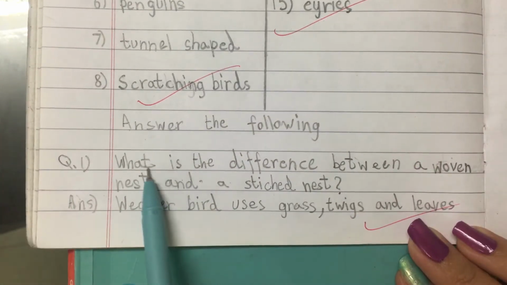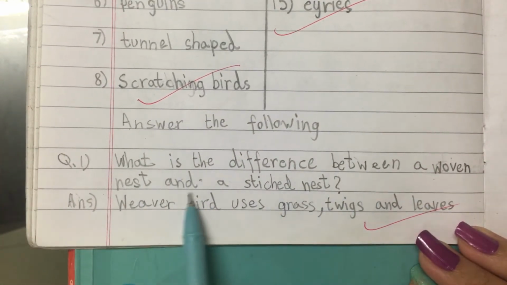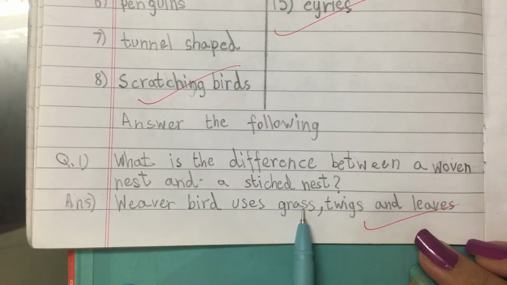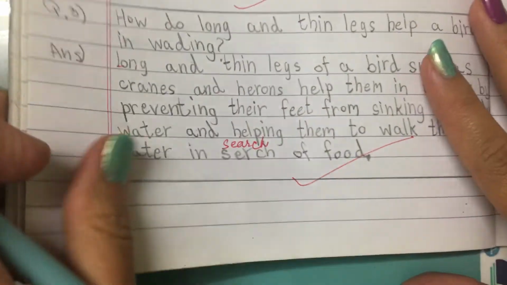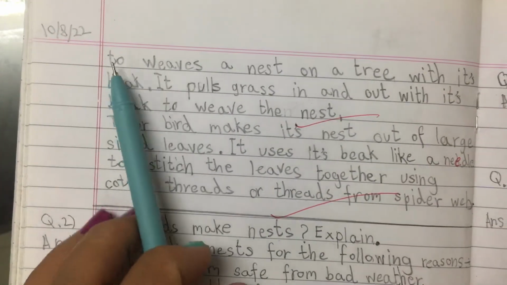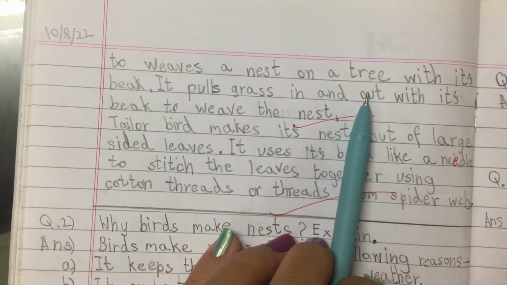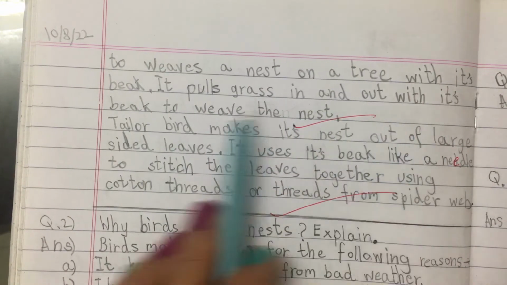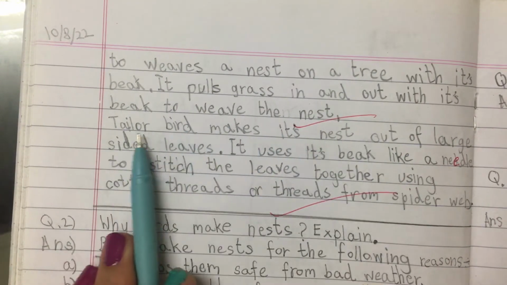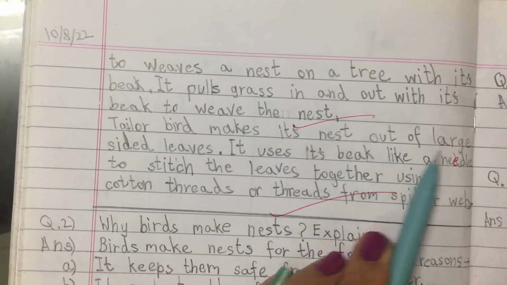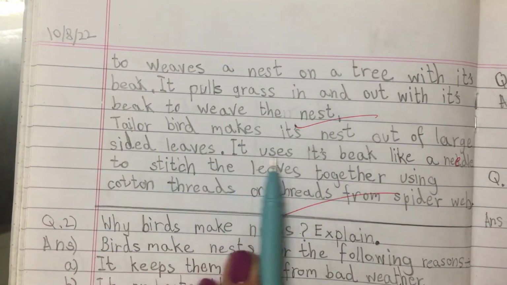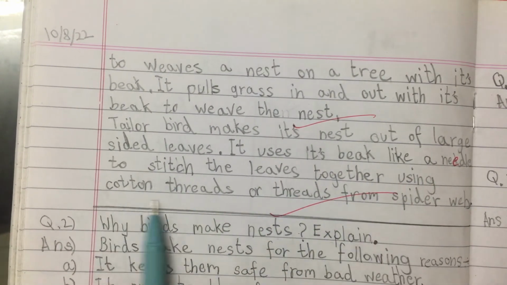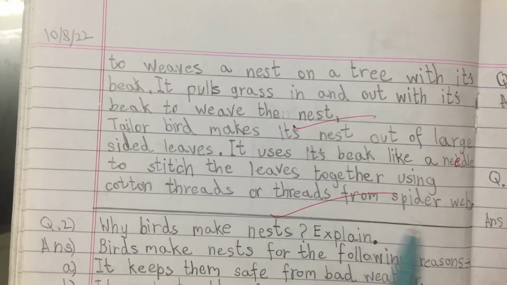Question number 1. What is the difference between a woven nest and a stitched nest? Answer. A weaver bird uses grass, twigs and leaves to weave a nest on a tree with its beak. It pulls grass in and out with its beak to weave the nest. A tailor bird makes its nest out of large-sized leaves. It uses its beak like a needle to stitch the leaves together using cotton threads or threads from a spider web.